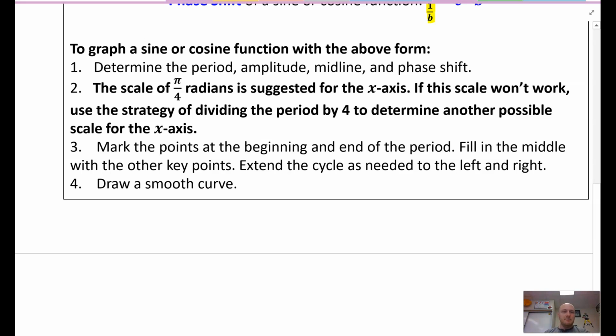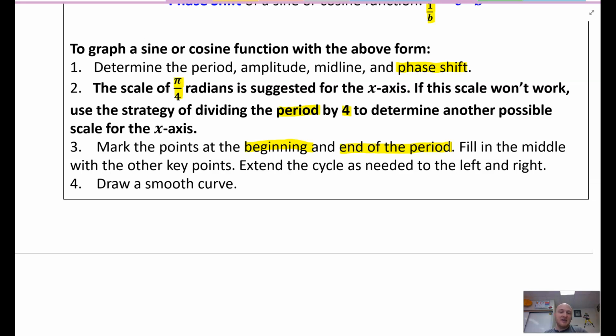Okay, so again, in order to graph sine or cosine, we're going to determine the period, amplitude, midline, and now phase shift. Here's the new learning for this lesson, the phase shift. And again, our scaling. It's recommended that you use pi over 4, or take your period and divide it by 4. Step 3, mark the points at the beginning and the end of the period, unless it's not possible, then you'll have to adjust on the fly.